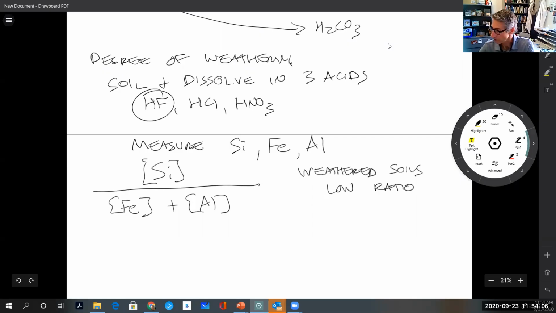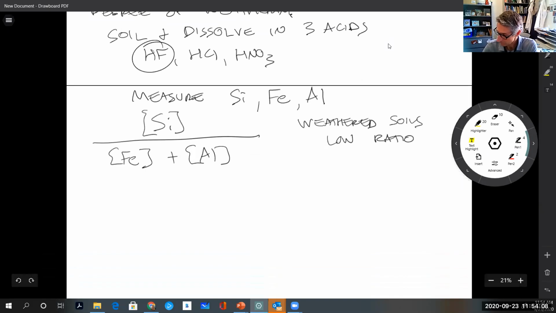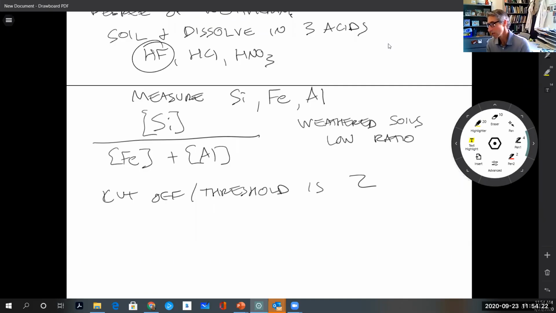Right? And the number that we look at, sort of the cutoff or threshold number, is 2. Okay, so ratios less than 2 are pretty highly weathered. Ratios greater than 2 are not so highly weathered. And why is 2 kind of a key number here, do you think?